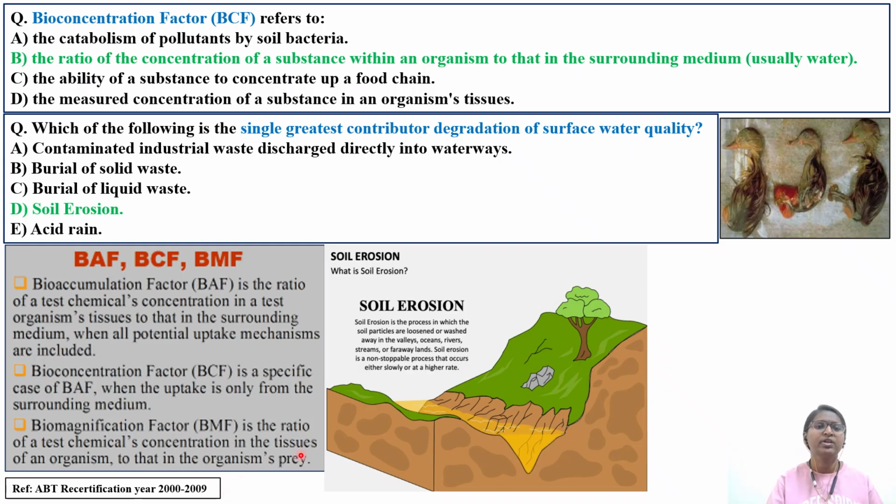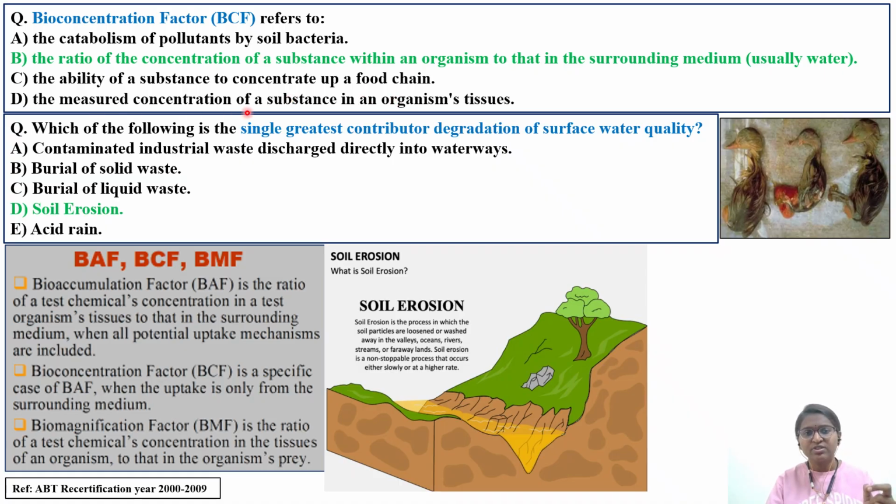2000 to 2009. Bioconcentration factor refers to... So we need to see what exactly the definition of bioconcentration factor is. We have options: the catabolism of pollutants by the soil bacteria; the ratio of the concentration of a substance within an organism to that in the surrounding medium, usually water; the ability of a substance to concentrate up a food chain, which is the definition of biomagnification.